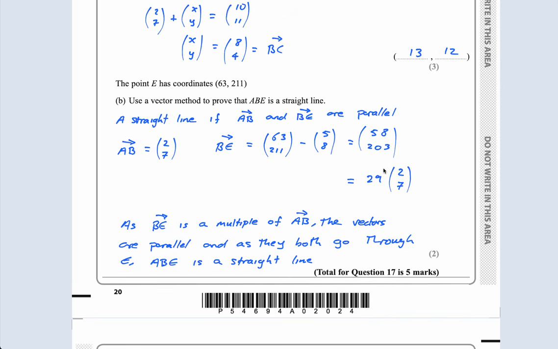I probably gave more detail than they required, but that is definitely 2 marks because it's a good proof. Sometimes they might even give 3 marks for a question like that. But the main thing they want you to note is that if AB is (2, 7), BE is a multiple of (2, 7), hence they're parallel.